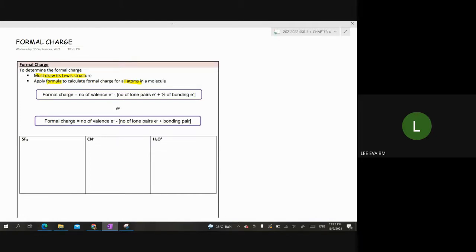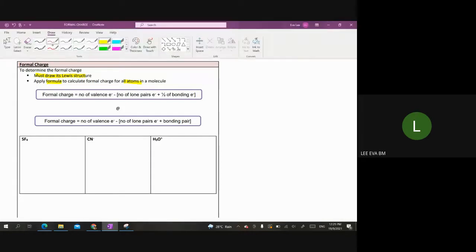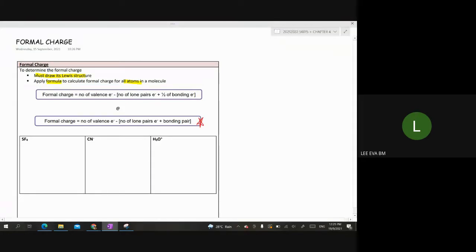Okay, so here are 2 formulas. You can use either one of them, but madam will choose to use the second one. Formal charge equals the number of valence electrons minus the number of lone pair electrons and the bonding pair. So let's look at SF4. Sulfur has 6 valence electrons. Fluorine, we have 4 fluorine, so altogether 28. So over here we have 34 valence electrons.